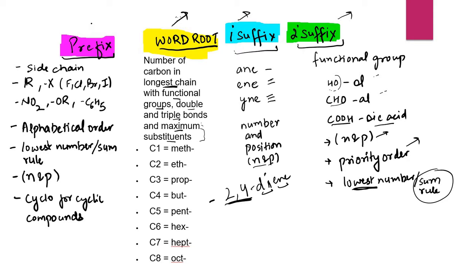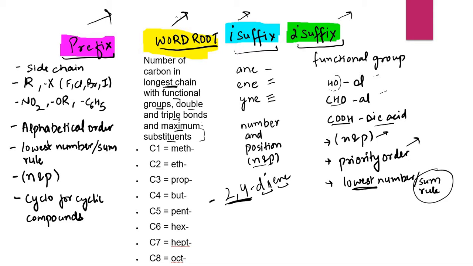Now prefixes are the side chain actually. We just count the side chain. Generally alkyl group: methyl, ethyl, propyl, butyl, pentyl, or it can be complex also. So alkyl group, we take it as a side chain. Halogens: fluorine, chlorine, bromine, iodine. So fluoro, chloro, bromo, iodo, we take it as a prefix.